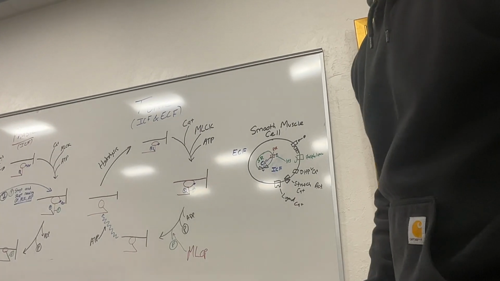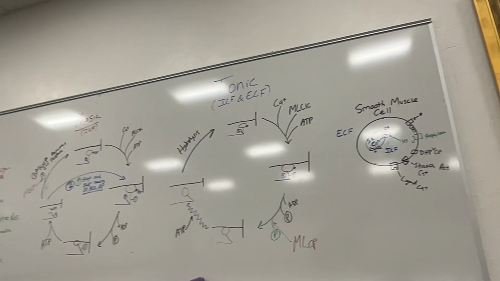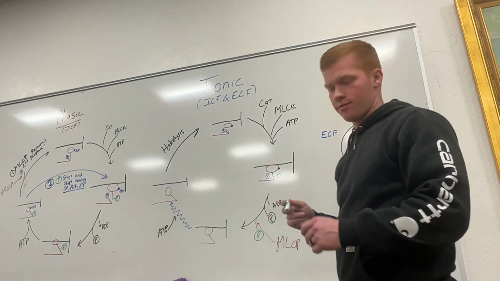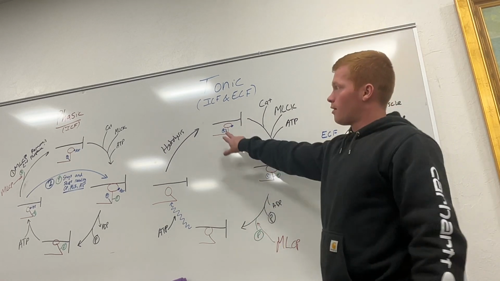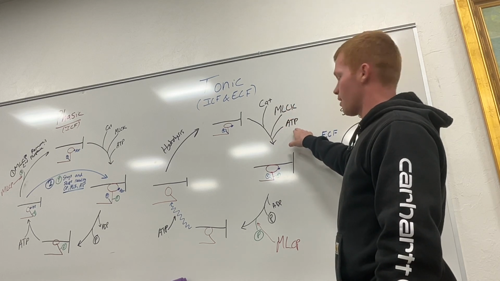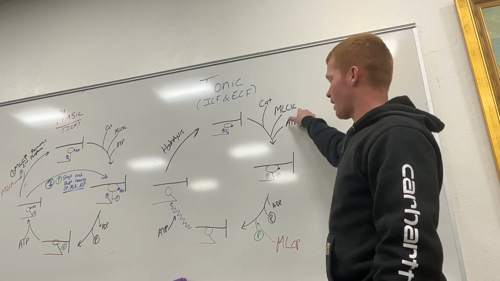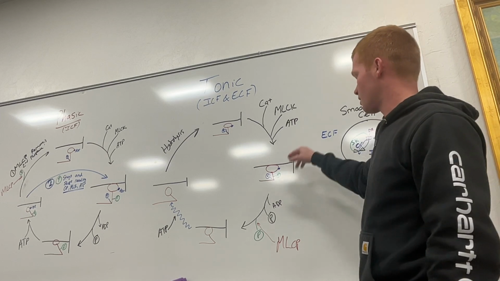The reason why that's important is because when we draw upon the ICF and the ECF, that's where we get tonic. Hopefully that's a little better. With tonic, it draws upon ICF and ECF, and the same thing is going on here in the myosin head. Like in phasic, calcium, MLCK, and ATP come in. The MLCK is going to phosphorylate, giving the extra phosphate from ATP and sticking it on there.